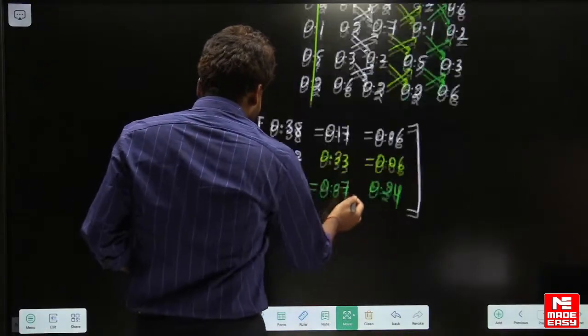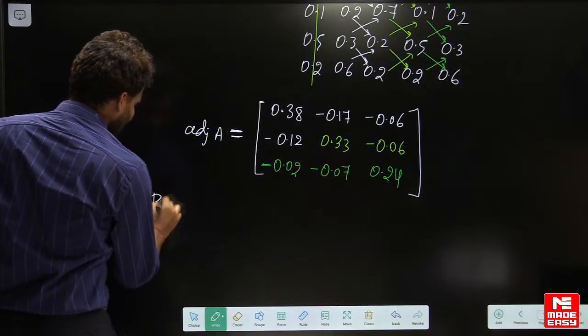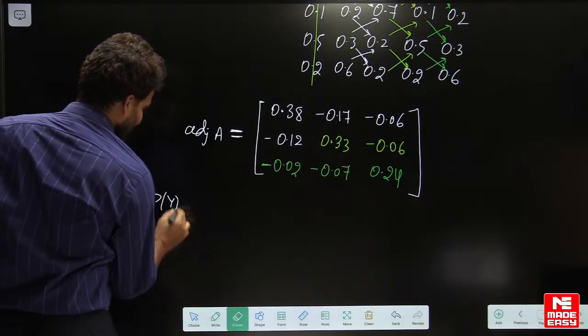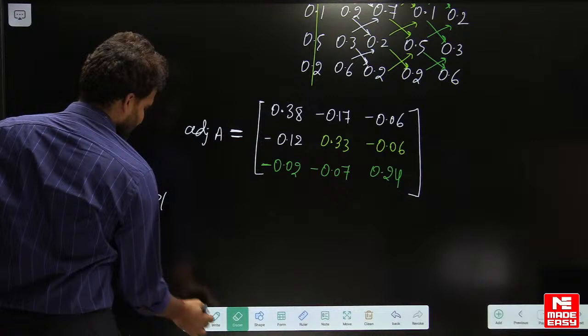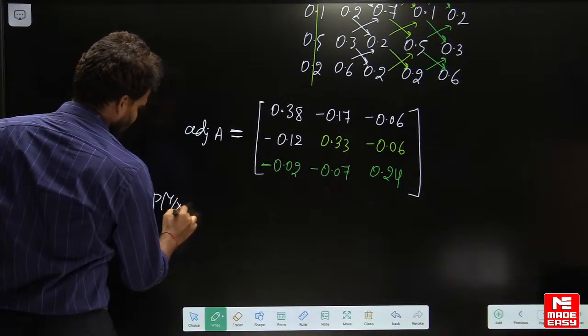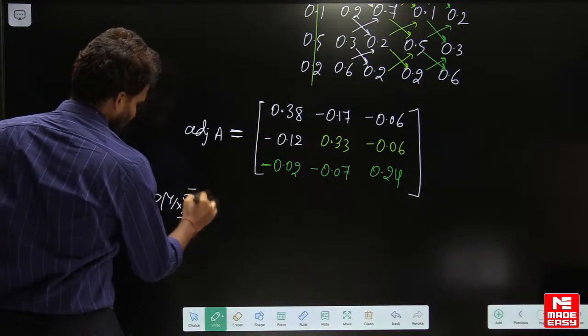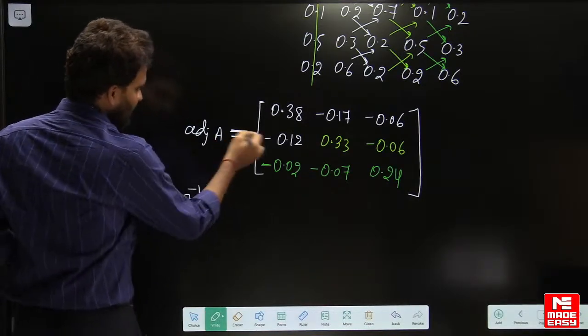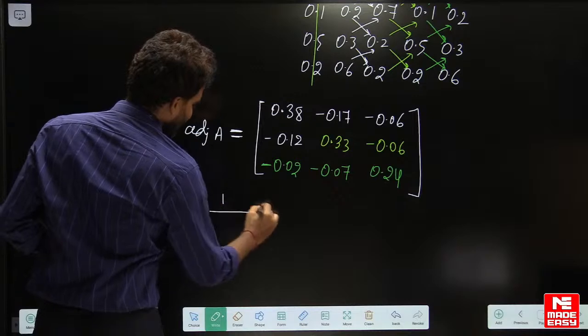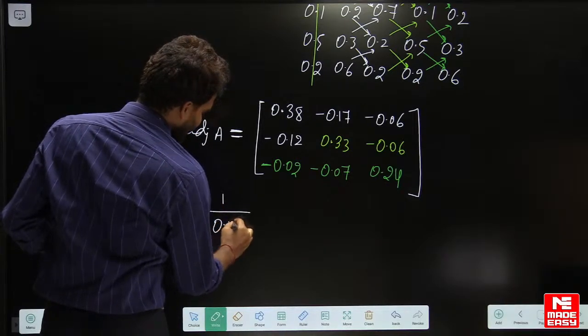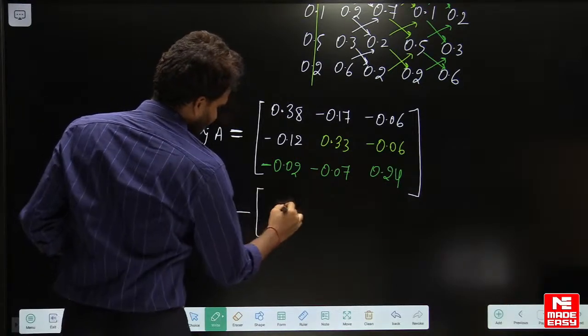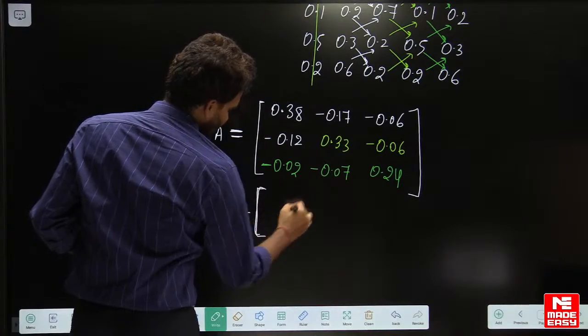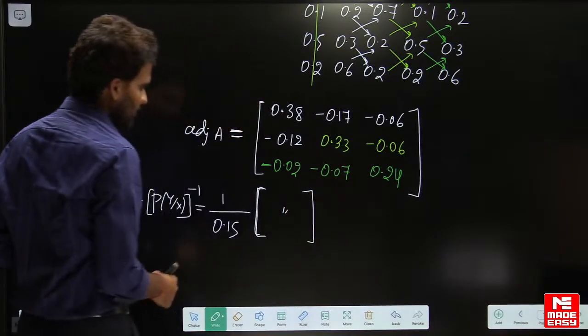Next, Py by x inverse. This is A inverse, which I denoted as A, equal to adjoint of A by determinant of A. What is the determinant of A you got? 0.15. Okay, and into this adjoint of A.